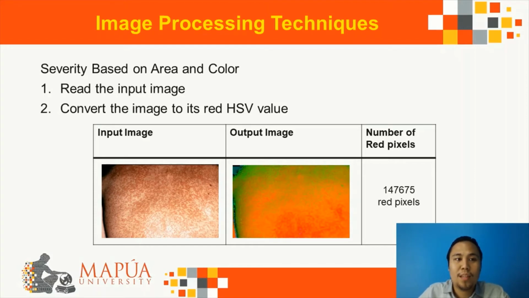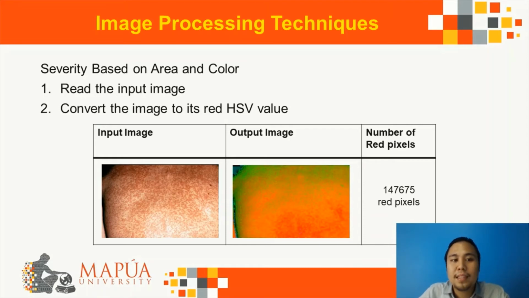To continue with the presentation, here are the steps for the image processing techniques used for the data gathering. First, the Raspberry Pi 3 will read the input image captured by Raspberry Pi camera version 2. Next, convert the image to its HSV color space value to count the number of pixels that have rashes. The left image is the input image captured from the camera. The right image is the output image after converting to HSV color space.